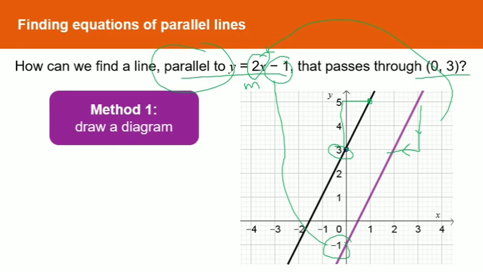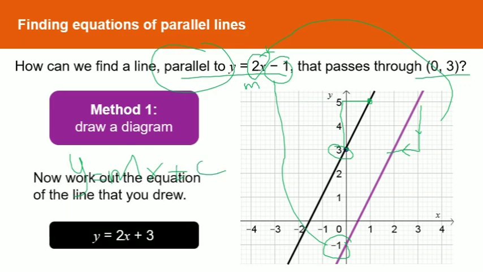So how do we find the line equation? The line equation is y equals mx plus c. The gradient is 2 and the c, the y-intercept, is 3. So it will be y equals 2x plus 3.